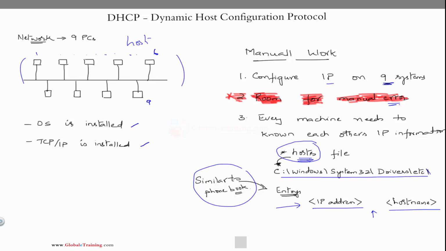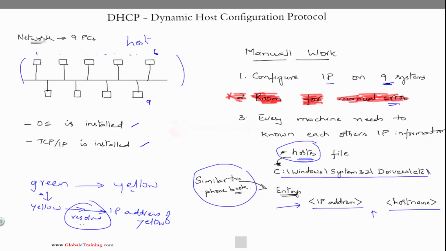for the name resolution, meaning, last time on the prior slide we said green computer, yellow computer. So when green is trying to communicate with yellow, that means number 1, on this computer, yellow, which is a host name, needs to be resolved to the IP address of yellow. And how you resolve, that's a different story, but you have to resolve. That means the name has to resolve to an IP address before it can start communicating.